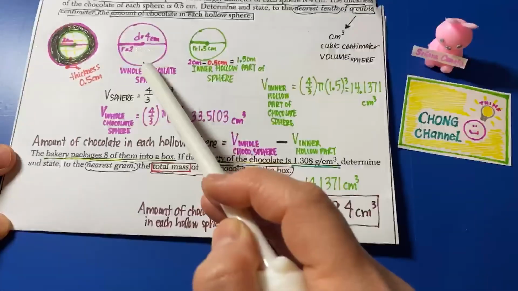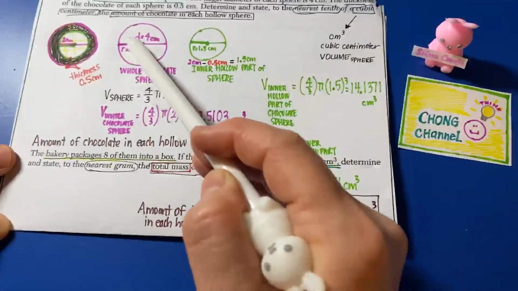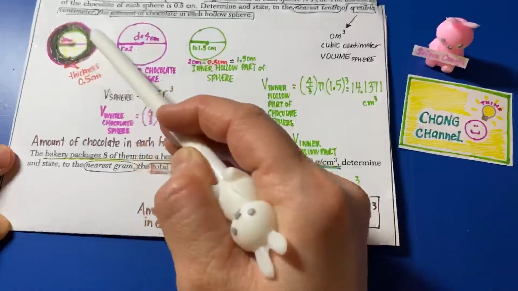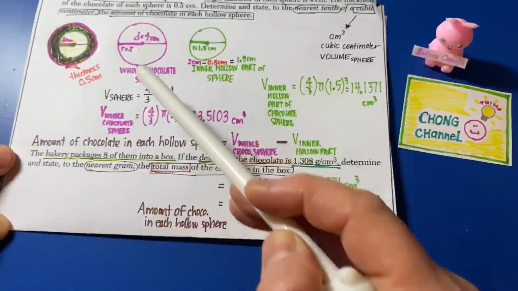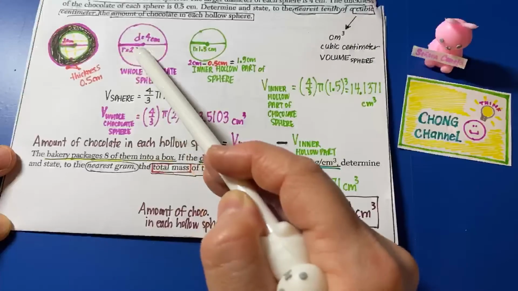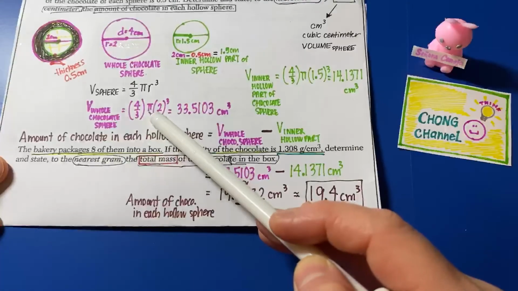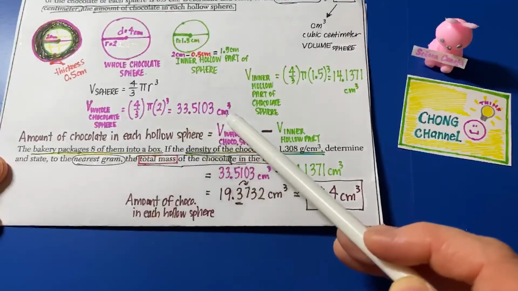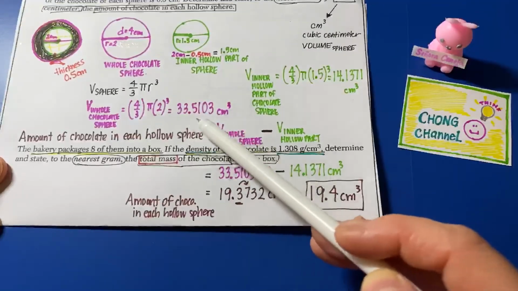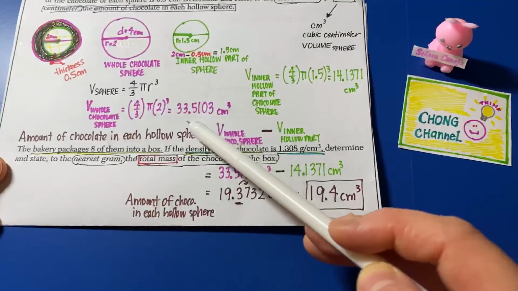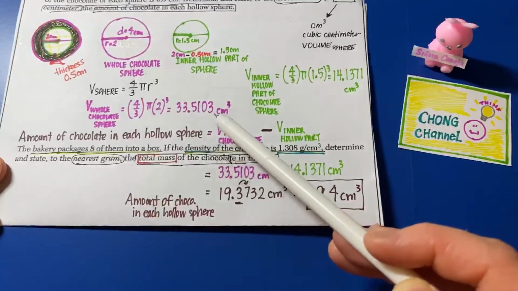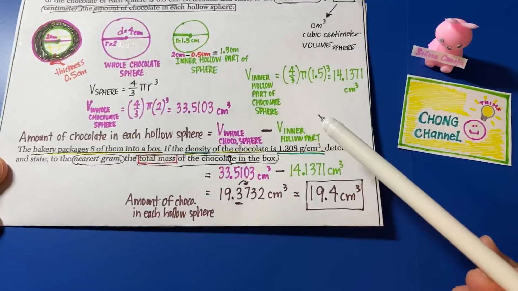So first we're going to find the volume of the whole chocolate sphere as if I took it as the whole thing here. I plugged in the radius is 2 into the formula, and I put pi in the calculator, and this is the decimal we got. Keeping in mind the units for the volume is cubic centimeters, okay?